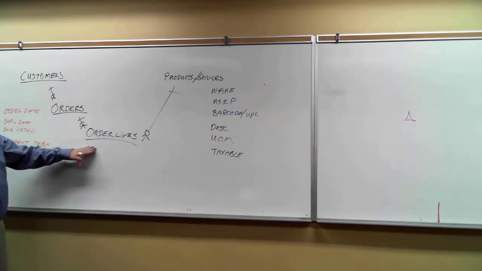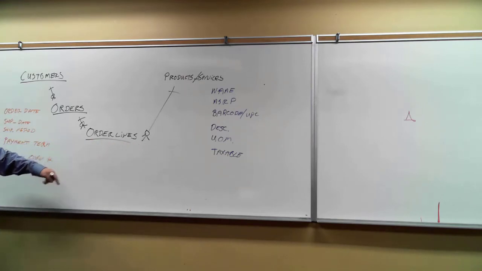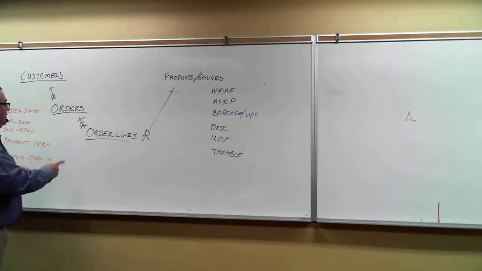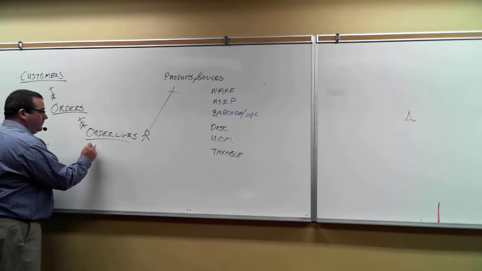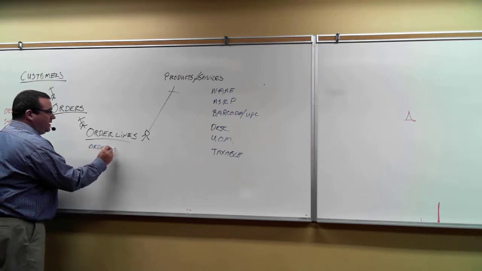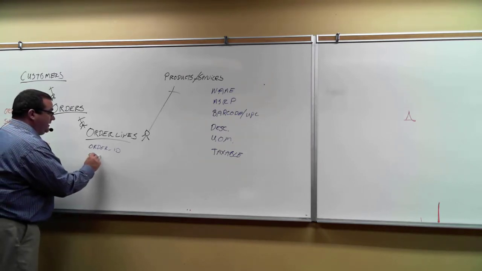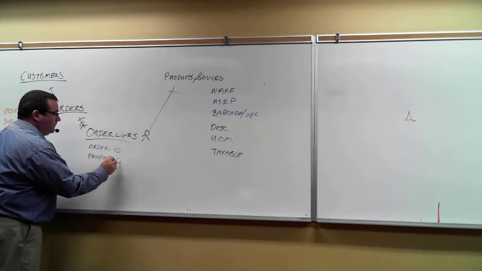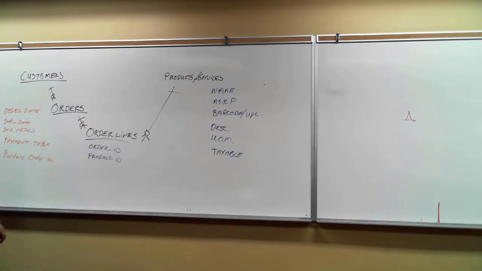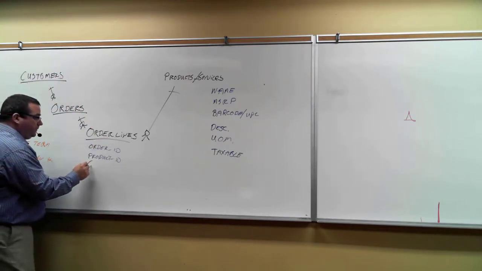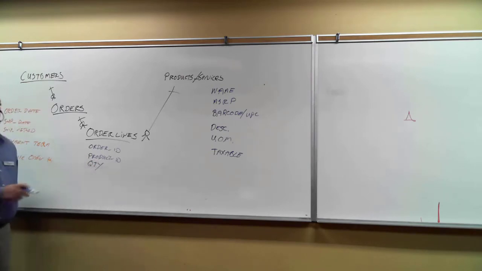Which leads me to order lines, which is the last bit of the patterns I'm going to talk about, because order lines is something that applies also for invoices. And in here, normally you have an order ID. Why? Because we need to know what order it's for. We need the product ID, because we need to know what we sold. We need to know the quantity, how much of it did we sell?